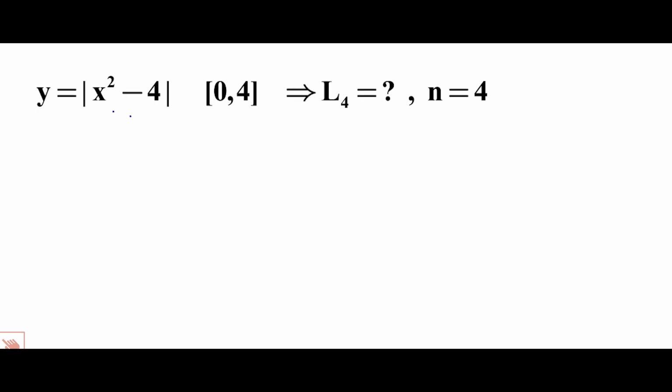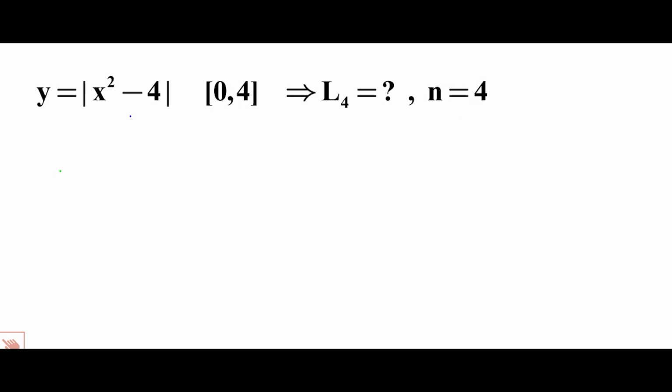Wow, look at this one. This is such a neat example because it involves an absolute value. The question is: find the area under the curve for the function y equals the absolute value of x squared minus 4 on the interval 0 to 4, using the lower Riemann sum approximation with n equals 4 subintervals.